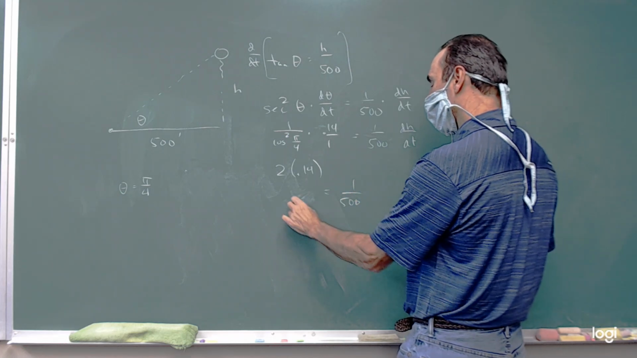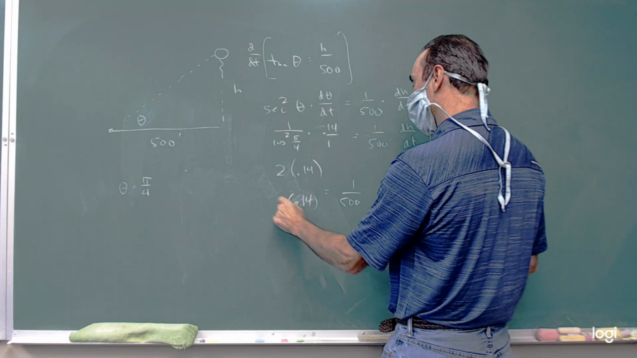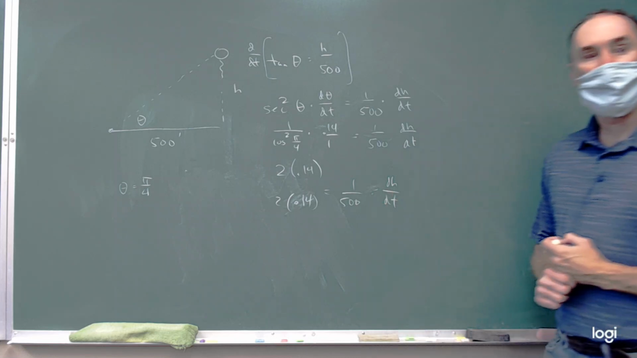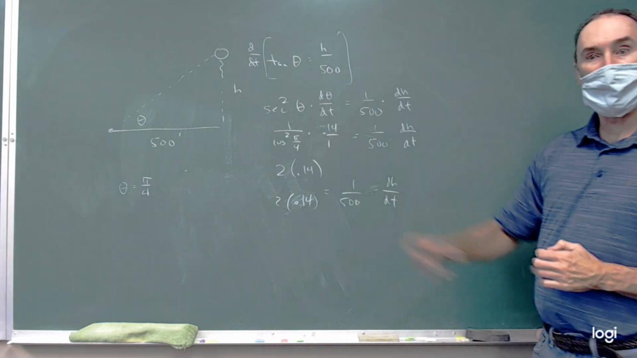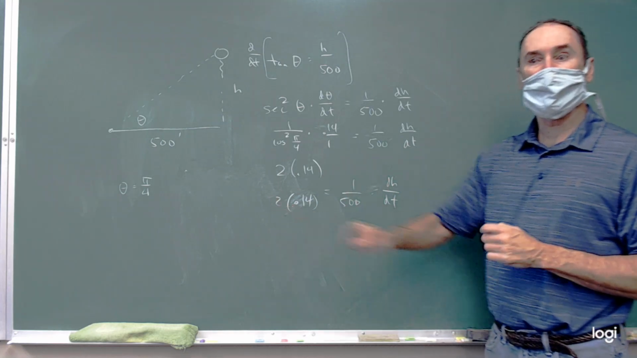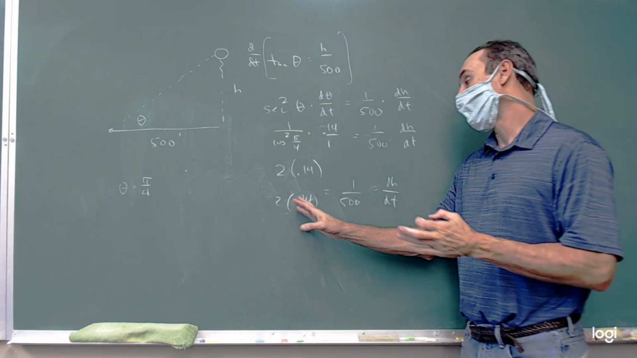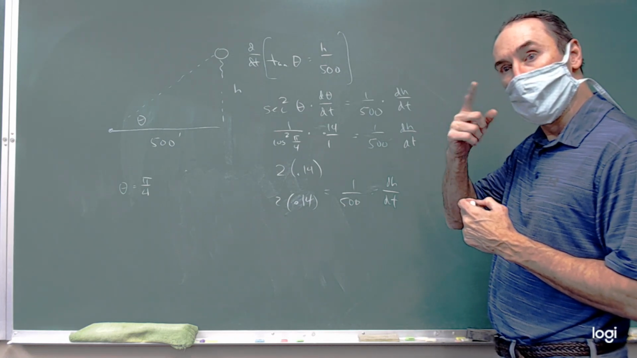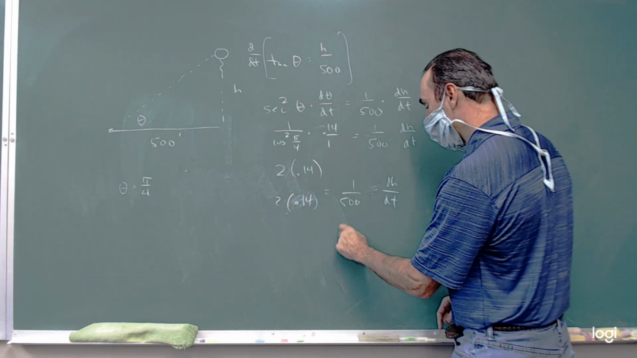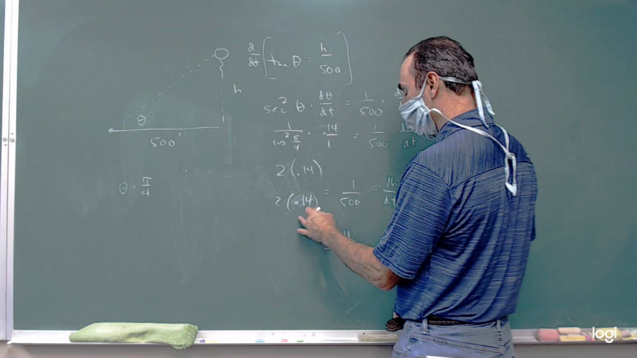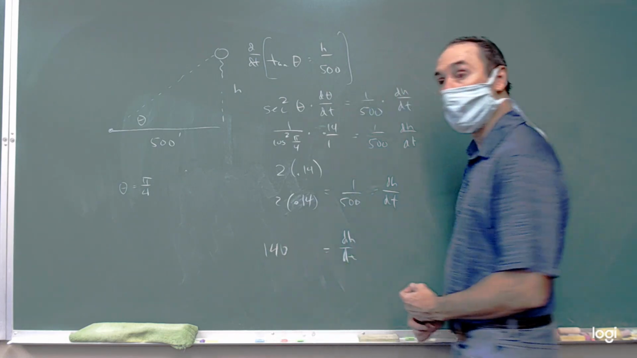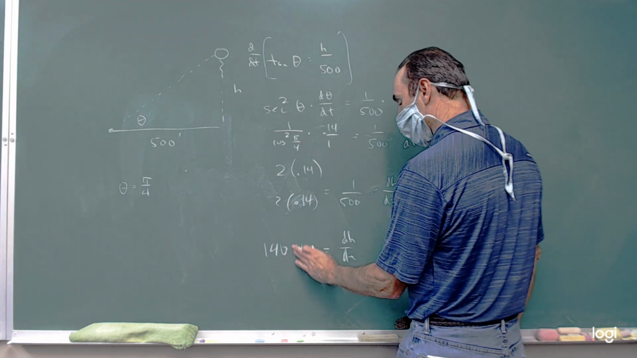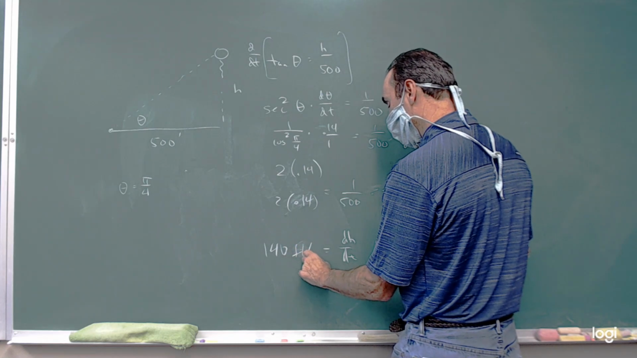Hold on. I'm going to leave it as 2 for a moment because I'm going to bring that 500 over in a second. So we're going to have to multiply by 500. The 500 times 2 makes 1,000. Then 1,000 times 0.14, you just move that decimal over 3 places. So our dh dt is going to be 140. What are the units? That's going to be feet per minute.